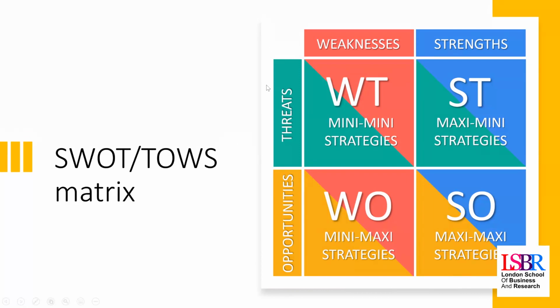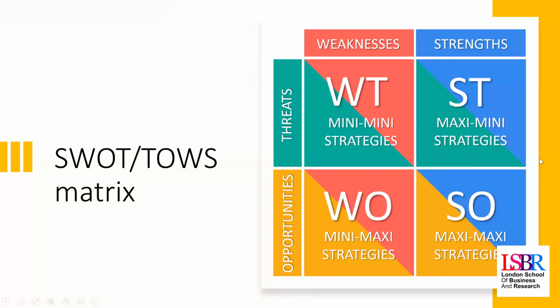If you match up your strengths to your threats, then you end up with what's called a maxi-mini strategy. You want to maximize the strengths whilst minimizing the threats. So again, any strategies that you come up with here should be designed to maximize strengths and minimize threats. In this corner, we have weaknesses and opportunities. Here we have a mini-maxi strategy. So you want to minimize the weaknesses and you want to maximize the opportunities. So again, any strategies that are developed should be designed to minimize weakness and maximize opportunity in this box.